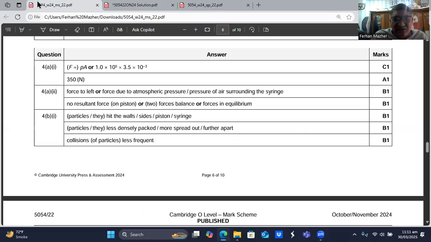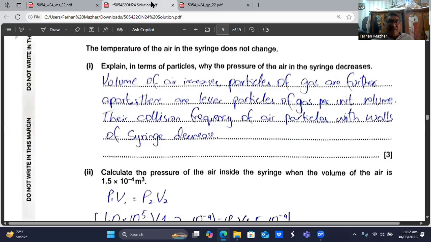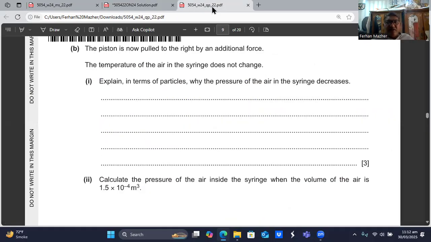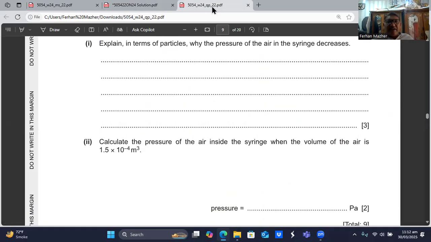So there are 3 marks for this question. Question number 4, B part, its first portion. The particles hit the wall, side, piston, and the syringe. Particles are less densely packed, more spread out, further apart. Collision of the particles is less frequent. Okay. So this is the answer. These are the 3 marks, and this is the answer written by my student. And now we are going to the second part.